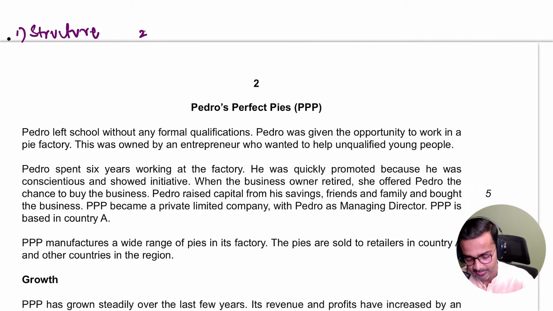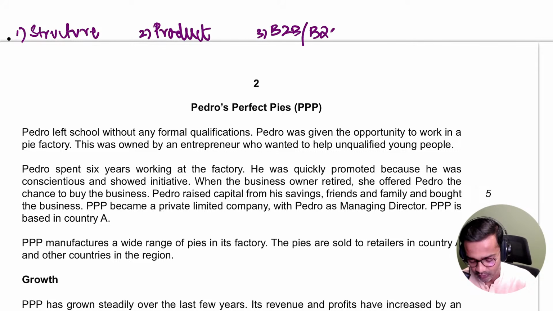Number 2, what product they're selling. This gives you a laser focus on the kind of marketing and the kind of innovation that you've got to bring. So always look at the kind of product that they're making. Number 3 is whether the business is B2B or B2C or both, so the distribution channel of it.